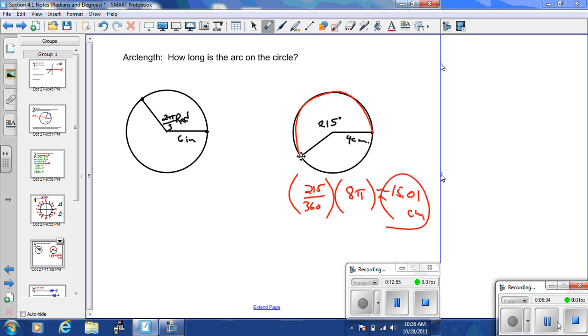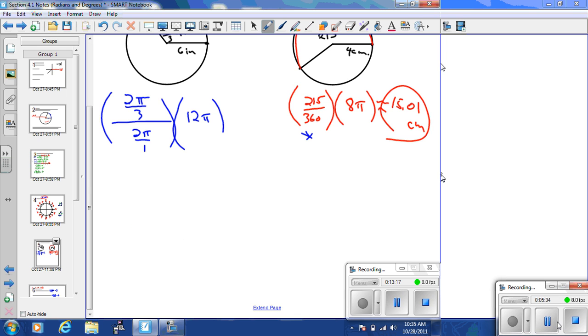So you'll notice here, when I do this one in radians, if I do that same thing, I have 2 pi over 3 out of 360, but I can't call it 360. I got to call it 2 pi. I'm going to call it 2 pi over 1. I'm going to take that angle, that fraction, that's just like the fraction here, and I'm going to multiply that by the circumference of this circle, which is 12 pi.